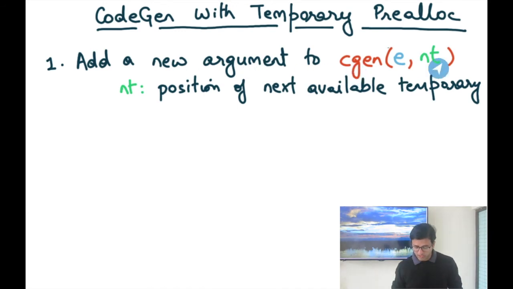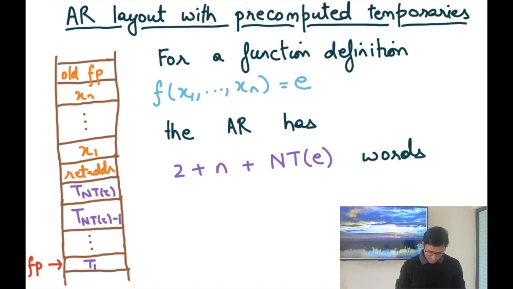the code generator function, and the new argument is going to be nt. nt is going to be a known constant at code generation time. And what it represents is the position of the next available temporary. All right. So I'm going to assume that in this picture, the temporaries are laid out as a stack, and so the first available temporary is going to be T1. If T1 is used, the next available will be T2. And unlike our usual convention, I'm going to assume that the stack is growing bottom to top rather than top to bottom.